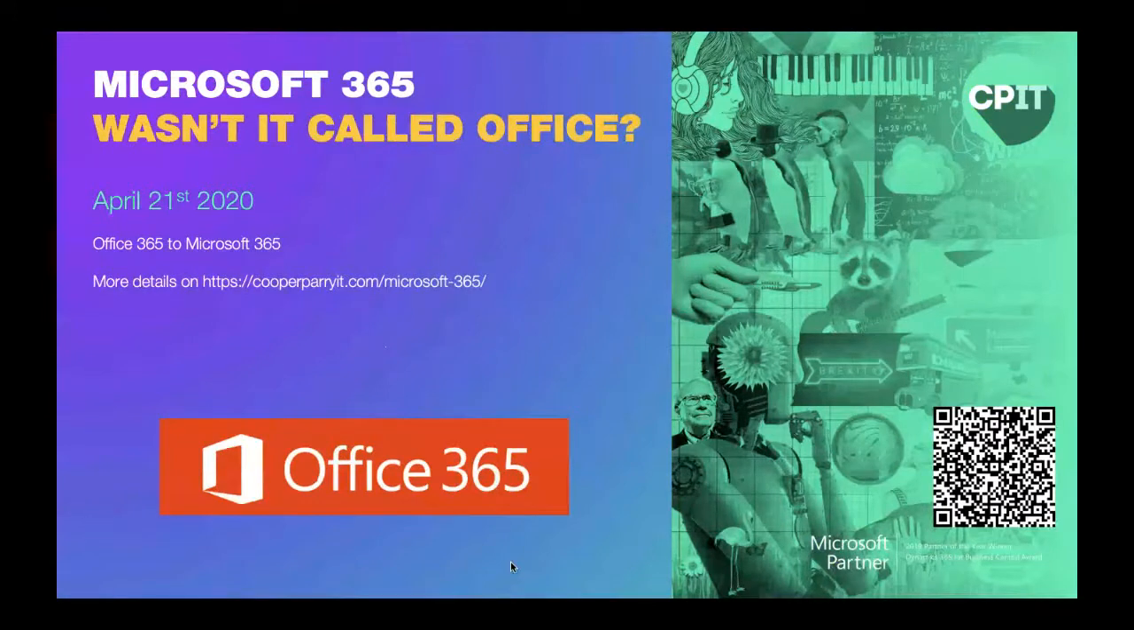Now, what is Microsoft 365? And hang on a second, wasn't it called Office at some point? Yes, it was. It was called Office 365. As of the 21st of April, Office 365 was relabeled to Microsoft 365, and this was done for the home and business, so SMB products as well as personal use products. The enterprise grade products, so you might have heard of things like Office 365 E1, E3, E5, those are the enterprise grade products.